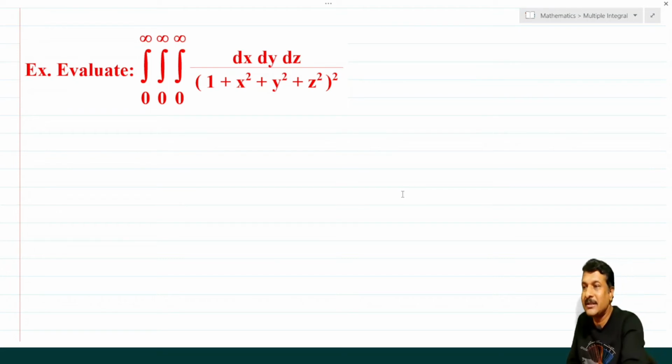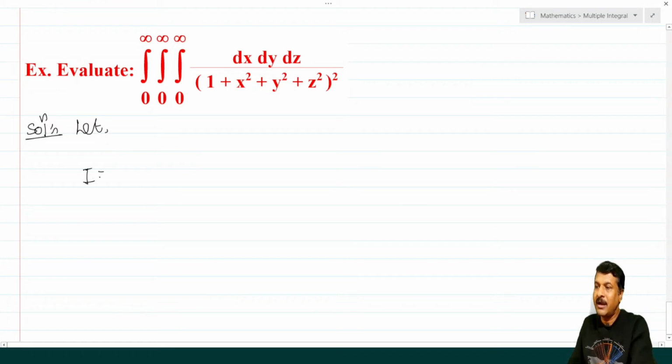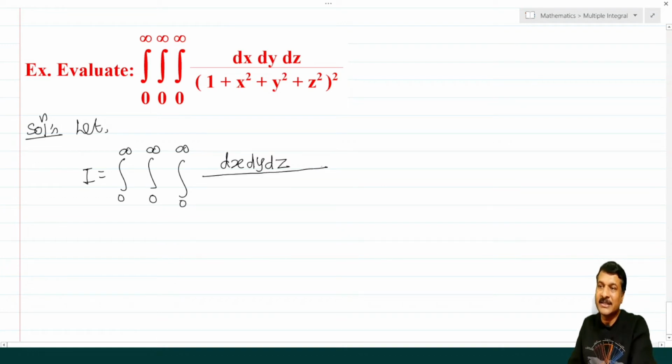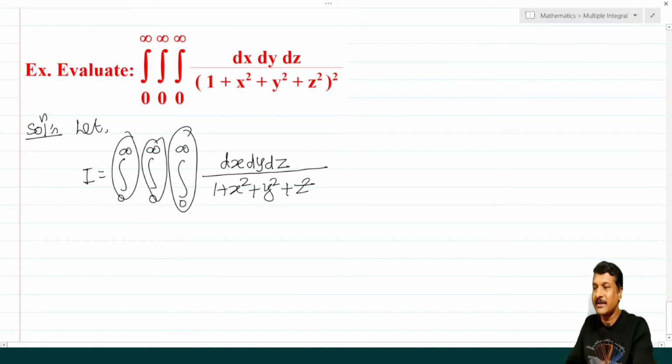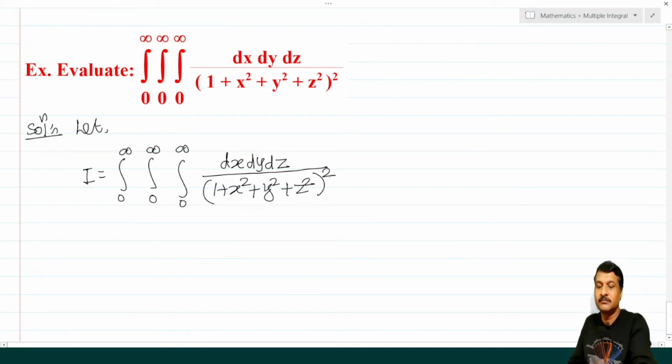First you consider the given. Let I equal to integration from 0 to infinity, middle integration 0 to infinity, and inner integration 0 to infinity, dx dy dz. Note that all integration limits are constant. So the given sequence is your sequence. It means here dx dy dz, so the first limits are the limits of x, then y, then z. Here whole square. So convert into spherical polar coordinates.